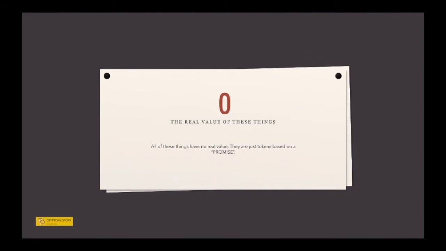So what have we seen in the previous slides? We've seen a 1,000 peso bill, a 500 peso bill, a check, and a dollar bill. All of these things are just tokens based on a promise. The value of those things is determined by a promise and by your perception, which is the trust you give to it.